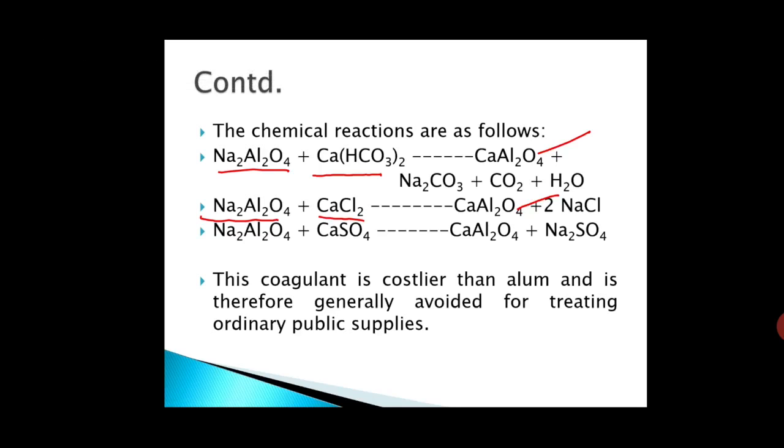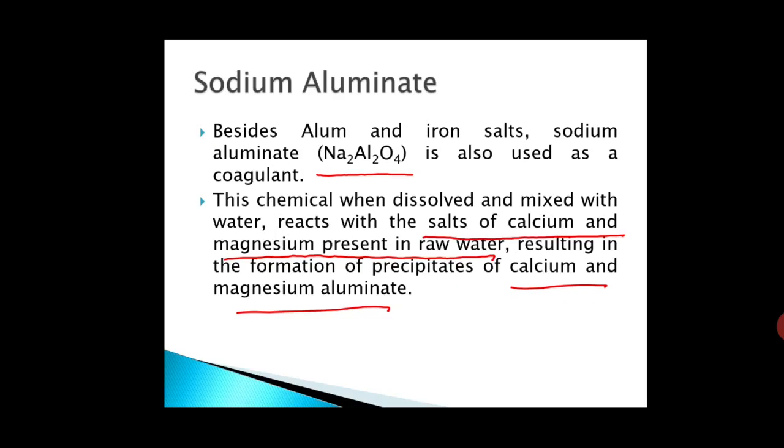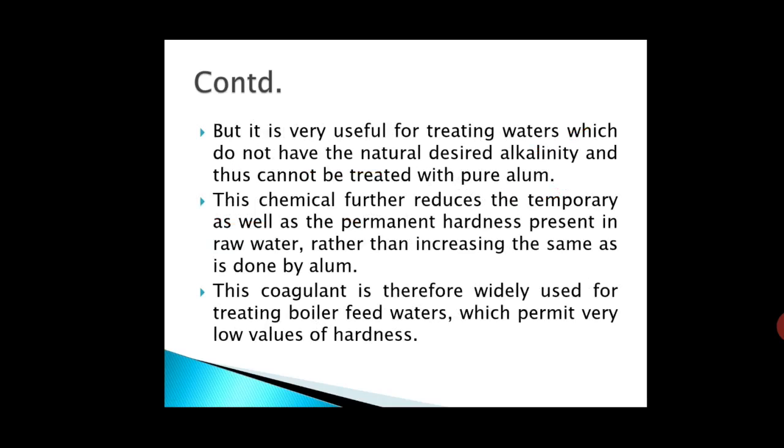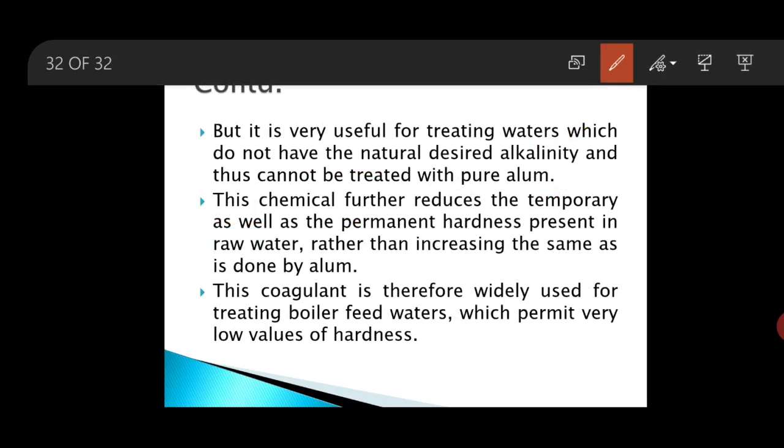And it reduces the temporary as well as permanent hardness present in the raw water supply rather than increasing them. In the case of alum, it will impart permanent hardness to water, but sodium aluminate will not impart it; it will rather reduce the permanent and temporary hardness of the raw water supply. This coagulant is very widely used for treating boiler feed waters. It is very useful for boiler feed waters.